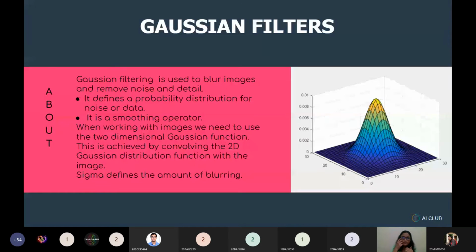Okay, so up next we have one special filter. Guys, please remember this is a special filter. This is the Gaussian filter over here. Now, why have we included this? Because this is included in your cartoonifying project also.